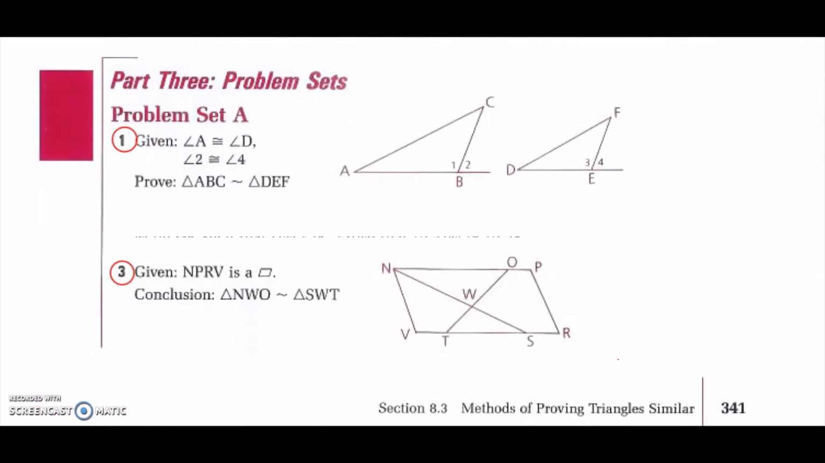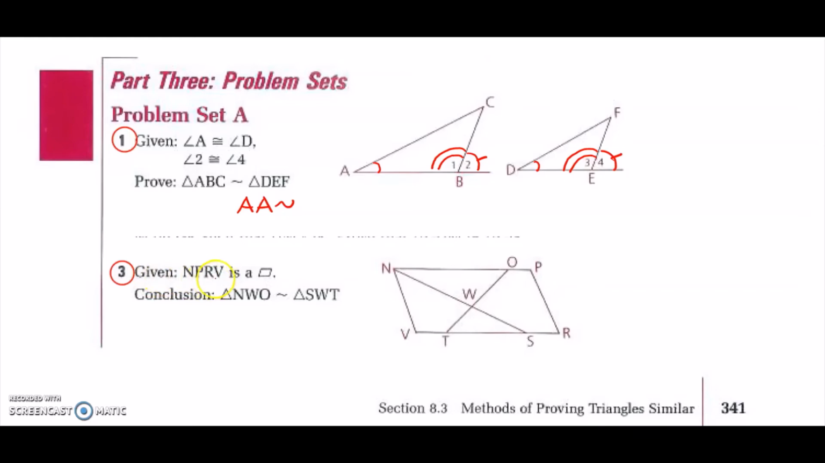So let's just talk through a few more problems. If angle A is congruent to angle D, and angle 2 is congruent to angle 4, those are given. Angle 1 and 2 are supplementary. Angle 3 and 4 are supplementary. And from 2.4, we recall that angles that are supplementary to congruent angles are congruent to each other. So then the triangles become similar by angle similarity.